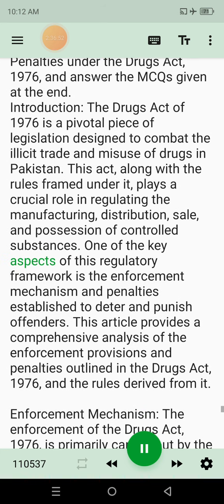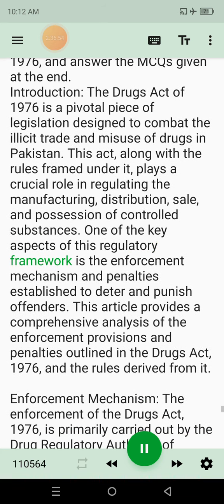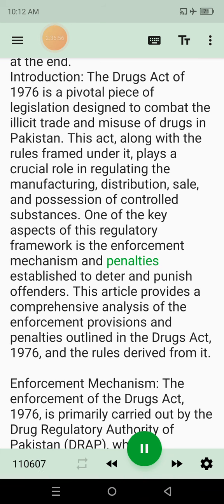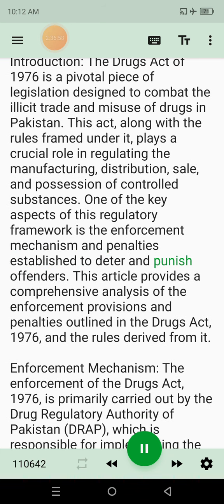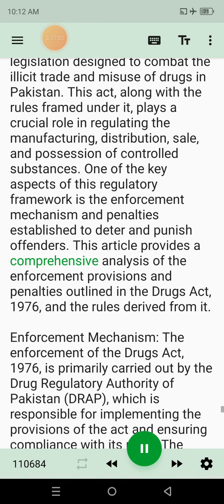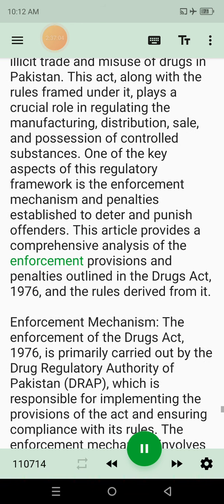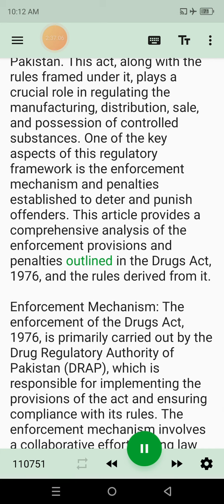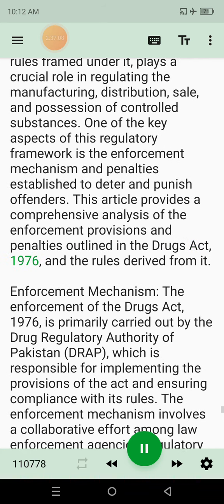One of the key aspects of this regulatory framework is the enforcement mechanism and penalties established to deter and punish offenders. This article provides a comprehensive analysis of the enforcement provisions and penalties outlined in the Drugs Act, 1976, and the rules derived from it.